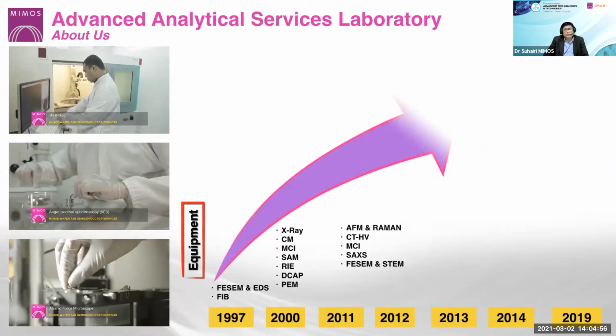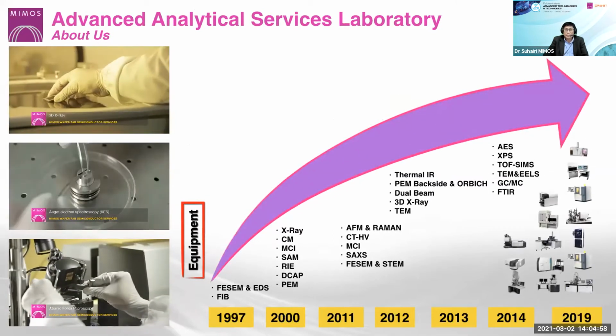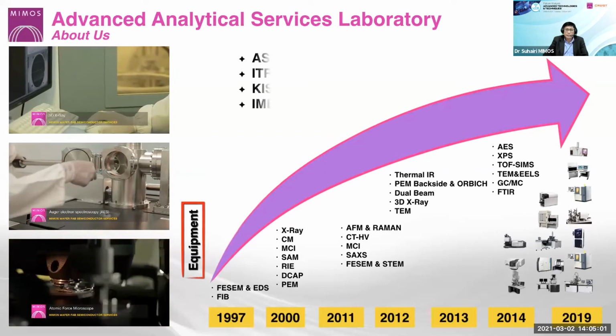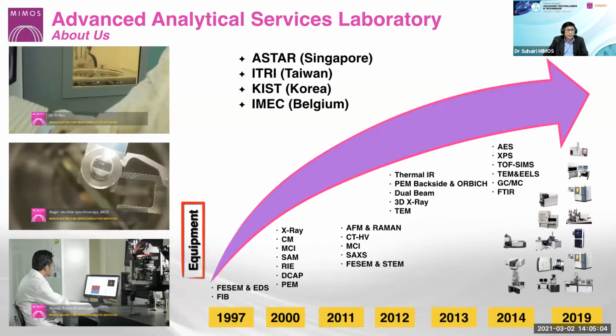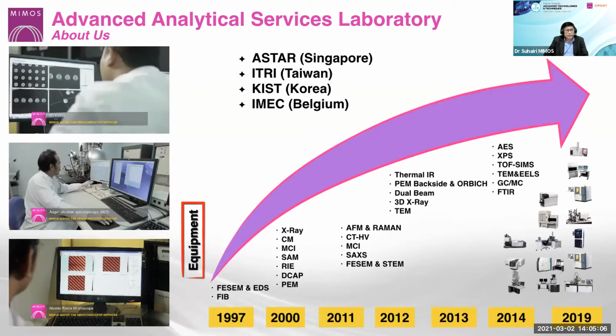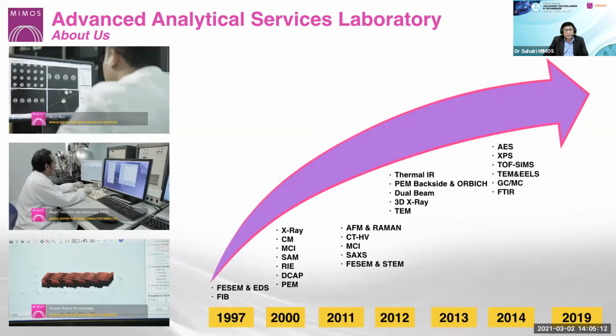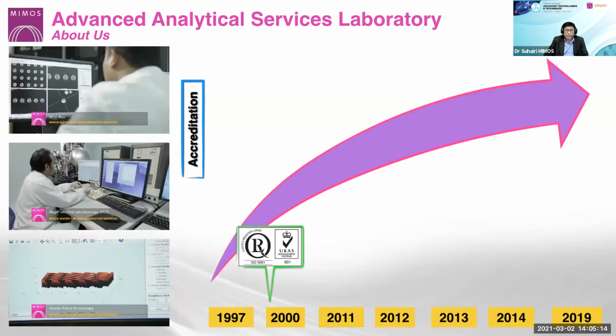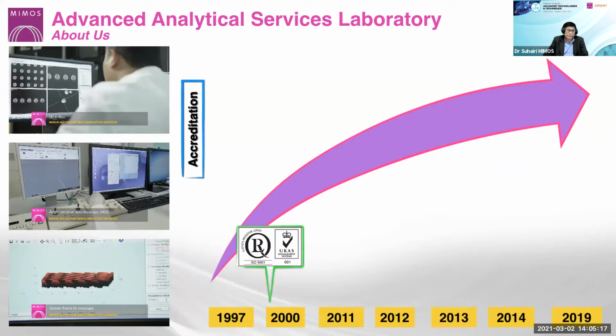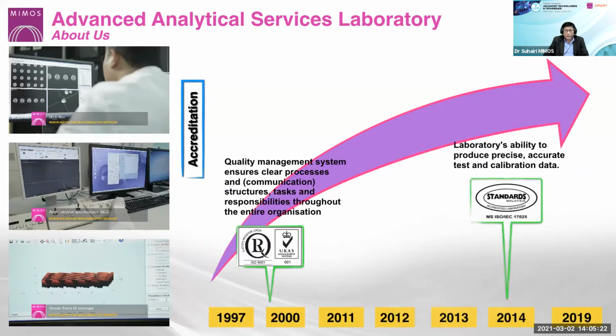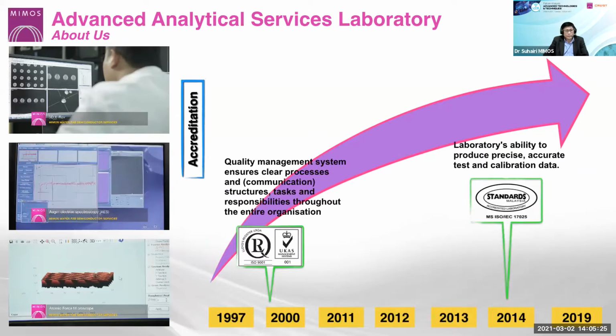With existence of more than 20 years now, we have grown to become an entity similar to other world-class institutes, such as A-STAR in Singapore, E3 in Taiwan, KIST in Korea, and IMEC in Belgium. Our facilities are well maintained and according to the highest standard, with a quality management system which we obtained since the year 2000. Our labs are also accredited with ISO 17025, which acknowledges the competency and validity of our testing and calibration results nationally and also internationally.